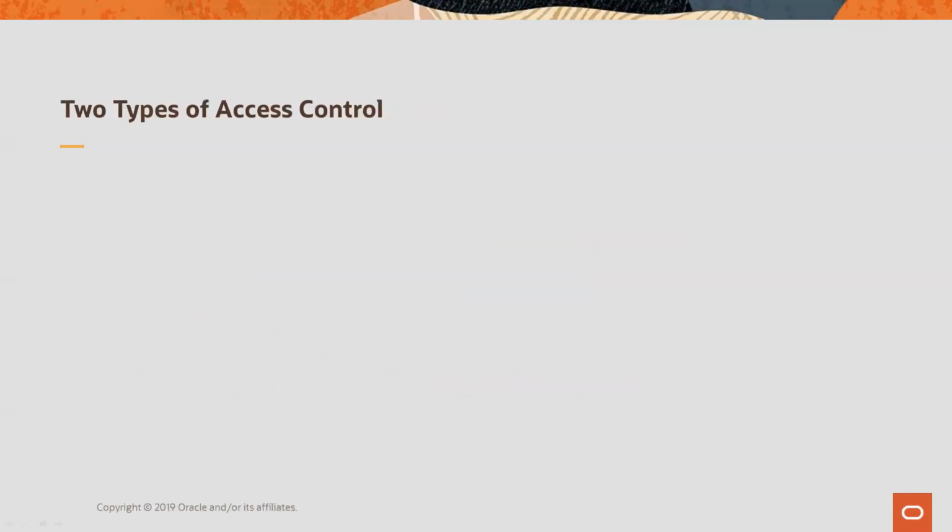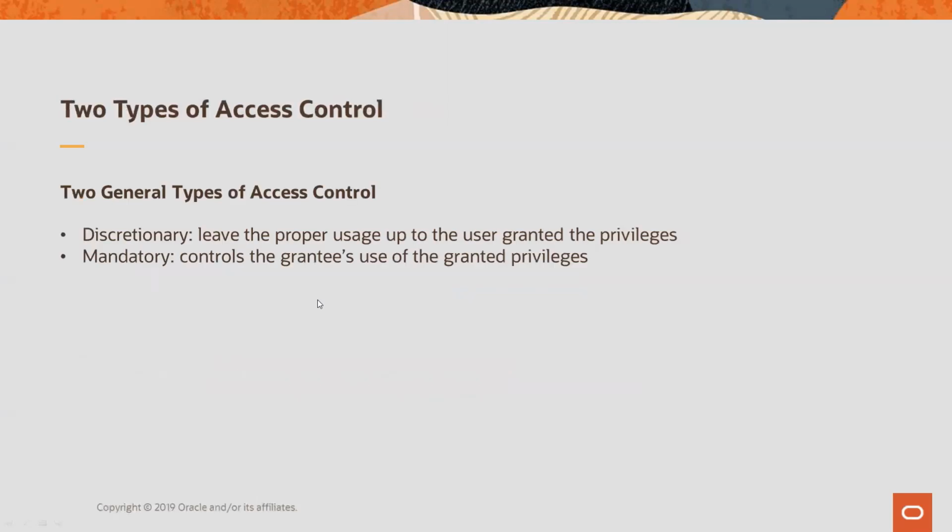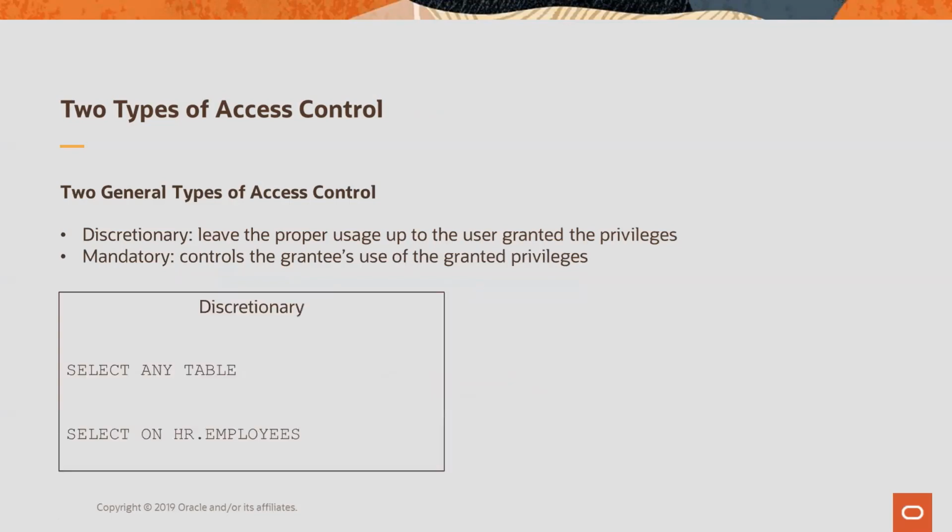Database Vault provides two different access controls: discretionary access control and mandatory access control. Discretionary access control leaves proper usage of the privilege up to the user who was granted it. For example, if I grant you select any table, I expect you to use that privilege only for the access you require, not to go poking around other tables or get curious. If I grant select on HR.employees, then I'm allowing you to use that select anytime from anywhere. But maybe that's too much, and I only want you to use it from the BI system, or during work hours, or not while a batch cycle is going.